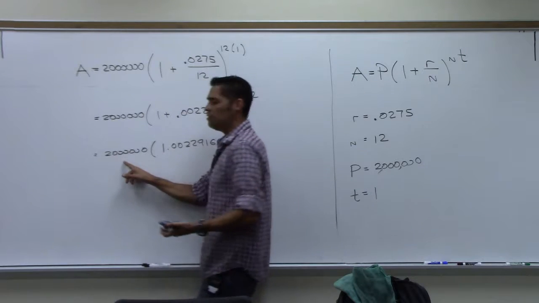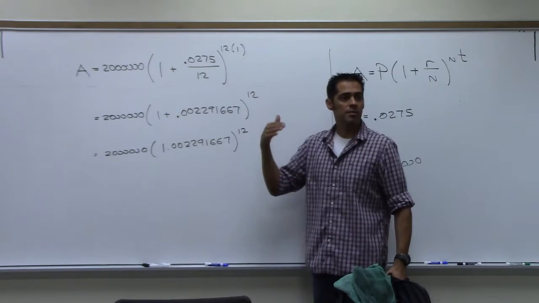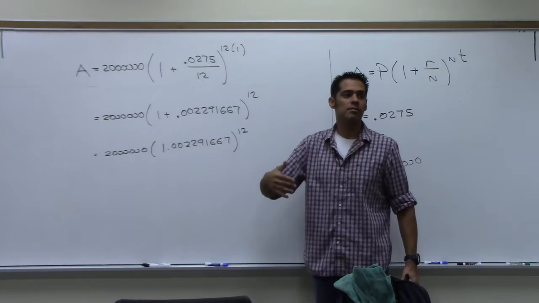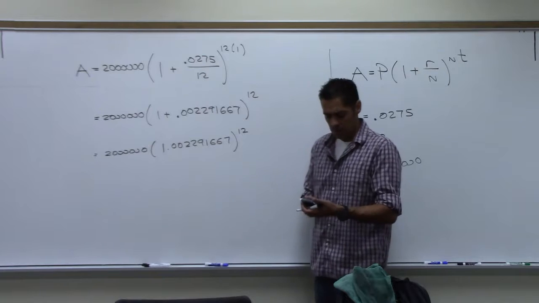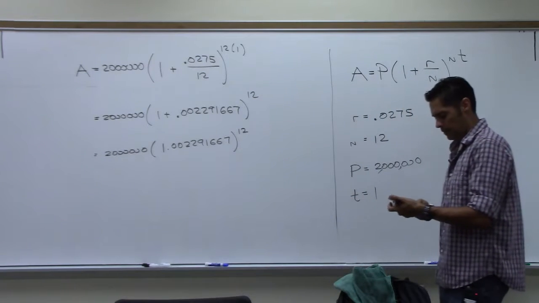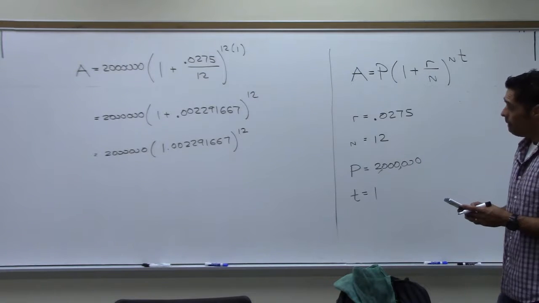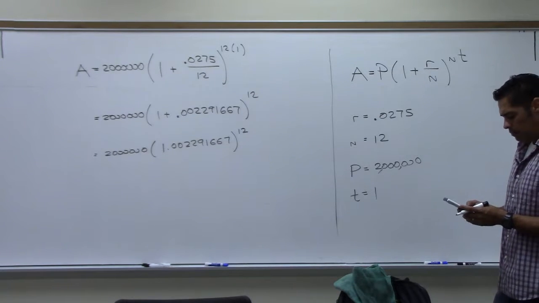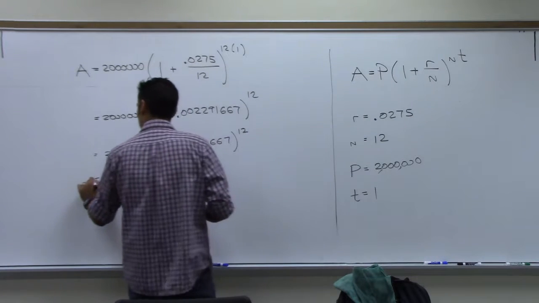What am I going to do next? Times this by 2 million or raise it to the 12th power? Order of operations: parentheses, exponents first. So this exponent on this number first. So take that and raise it to the 12th power. So now I have 2 million.